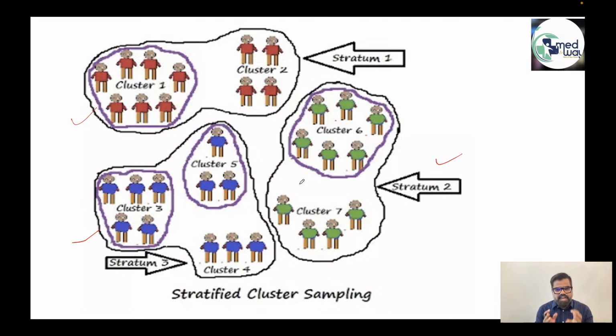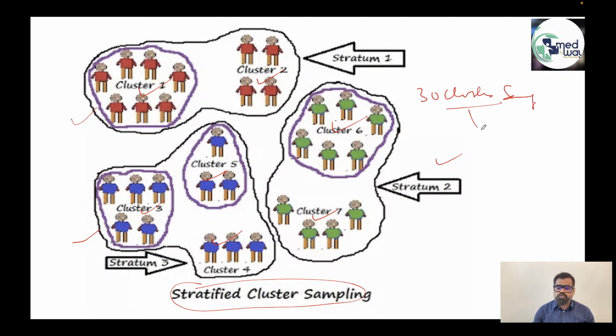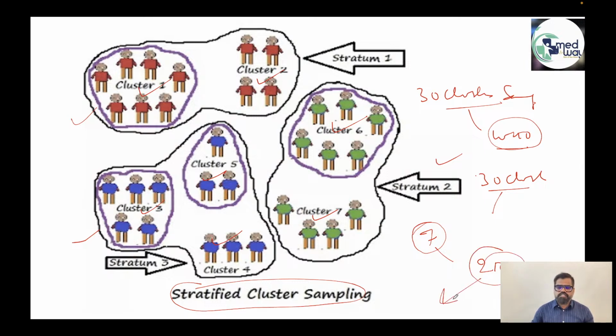Within that strata, I'm trying to create a cluster. So cluster 1, cluster 2, cluster 3, and so on. So this is a classic example of stratified cluster sampling. 30 cluster technique sampling is used by WHO method, which I showed, where they divide the villages into 30 clusters, and from each cluster they take 7 kids, and that makes 210 kids, and based on this they evaluate full immunization.